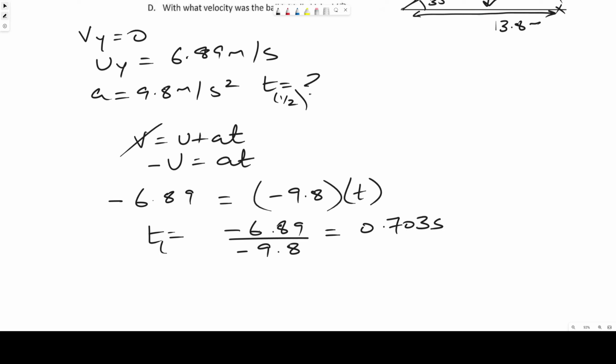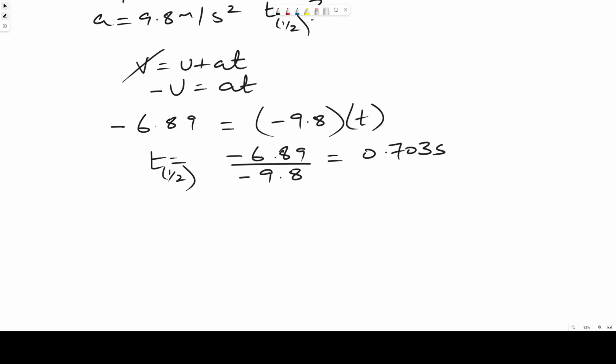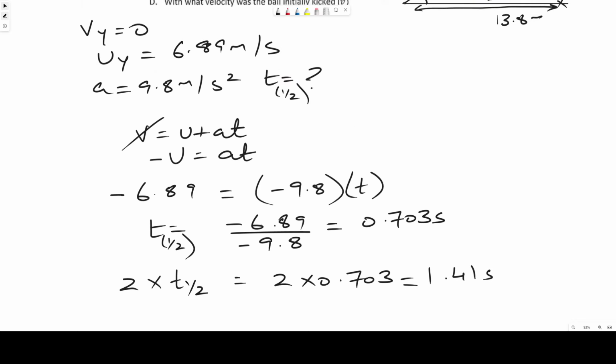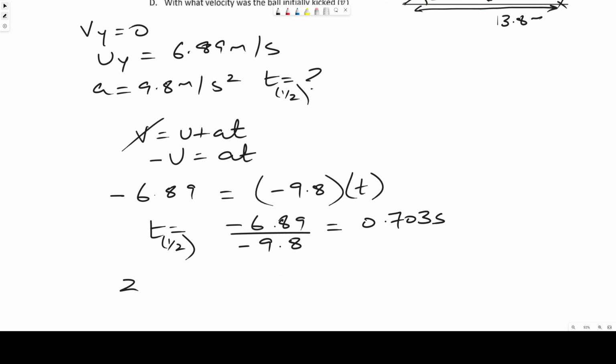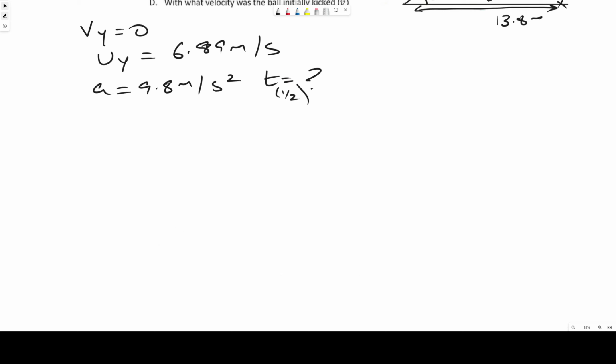So now remember, this was half the time, right? For half the parabola. So for the full parabola, it becomes 2 times half of that, so 2 times 0.703. And my time is going to be 1.41 seconds. So my total time taken for the whole journey is going to be 1.41 seconds. I hope that makes sense. Now we'll move on to the next part, which is part C.